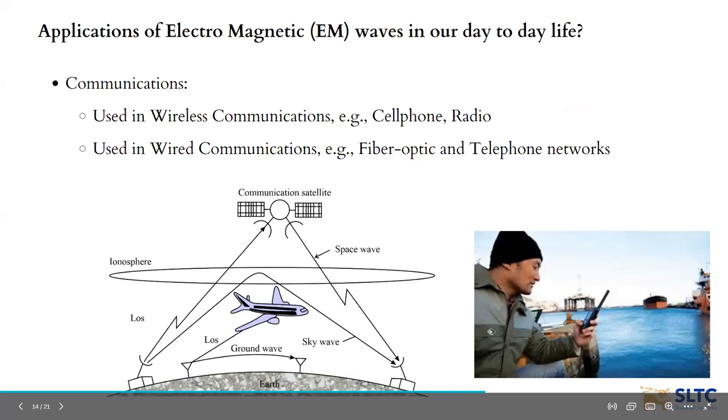Once we take into consideration wireless communications, we have electromagnetic wave propagation, and cell phones and radios use these wireless communications. They use electromagnetic waves. And then we have wired communications also, for example fiber optics and telephone networks, which use electromagnetic wave principles to transmit waves from one point to another.